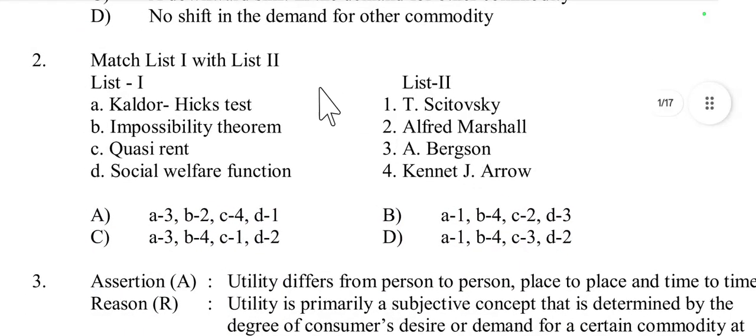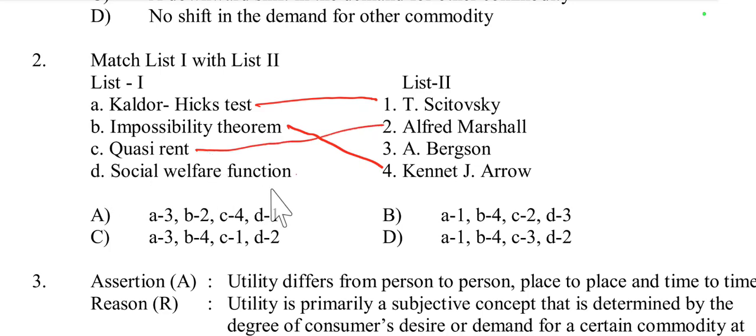Then the second question, a matching question, list 1 and list 2. First one is Calder-Hicks test, impossibility theorem, quasi-rent and social welfare function. The Calder-Hicks test was given by T. Scitovsky. Then the impossibility theorem, Kenneth J. Arrow, Arrow's impossibility theorem. Then quasi-rent was given by Alfred Marshall. Then the social welfare function was given by Bergson. So A1, B4, C2 and D3. So option B is the right option: Calder-Hicks test, Scitovsky; impossibility theorem, Kenneth J. Arrow; quasi-rent, Alfred Marshall; social welfare function, Bergson.